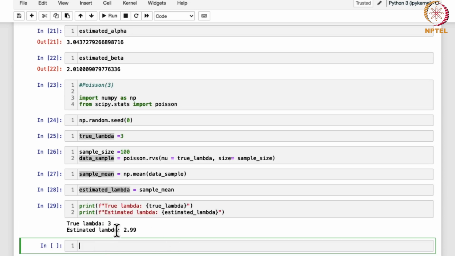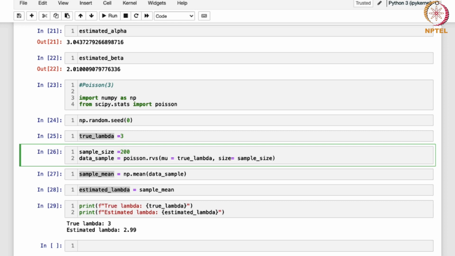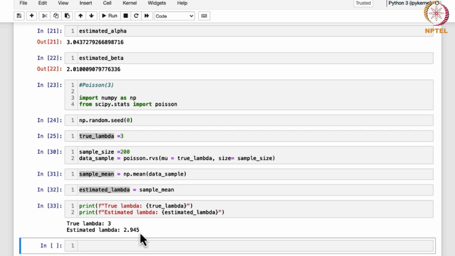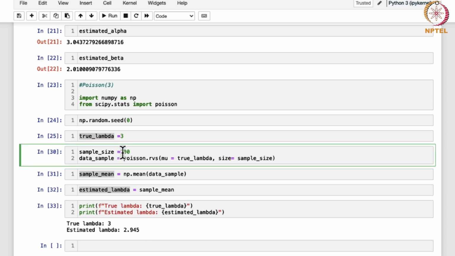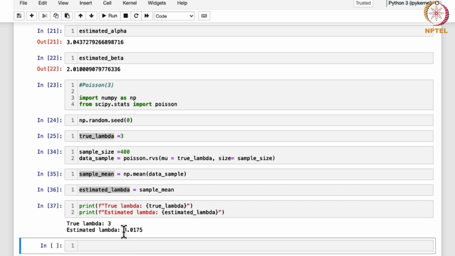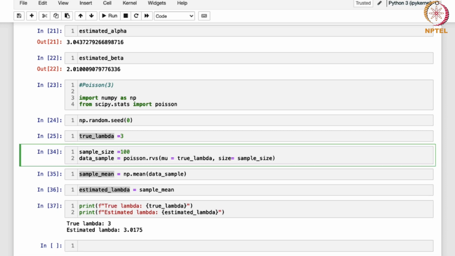So true lambda was 3 and estimated lambda came out as 2.99 when we draw a sample of size 100. Suppose I make it 200. Let us see if there is any difference. So it is 2.945. Okay, it has improved. And if I take it as 400, you can see that it is 3.01. So as you are changing the sample size, it is getting updated and it becomes very close to the original one.